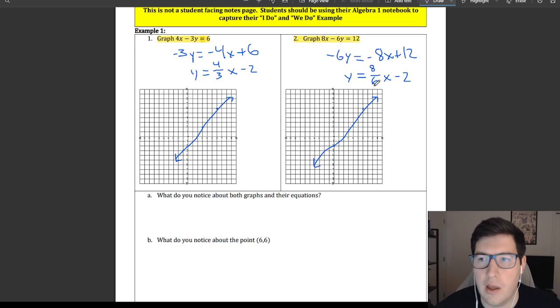Now by now, after you've graphed them, you should have hopefully noticed some interesting things going on here. I want you to turn and talk, take all of 15 seconds with someone near you. What do you notice about both graphs and their equations? Ready, set, go.